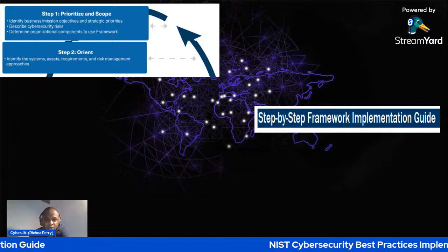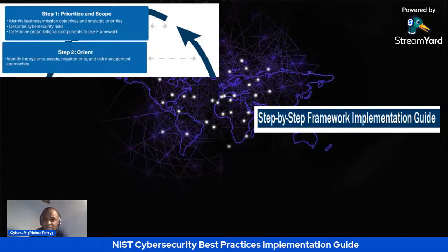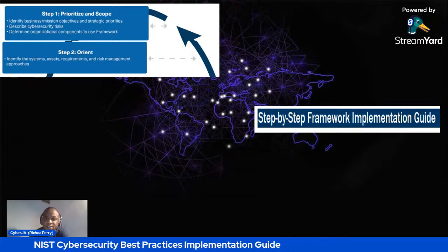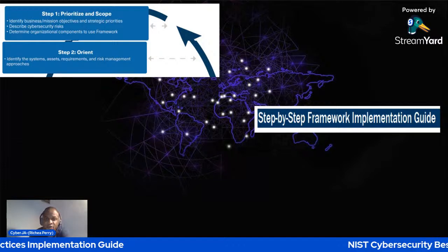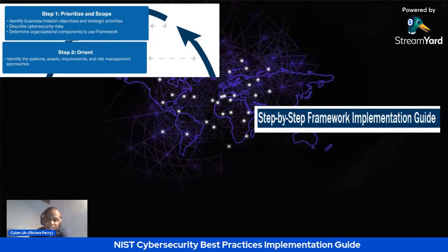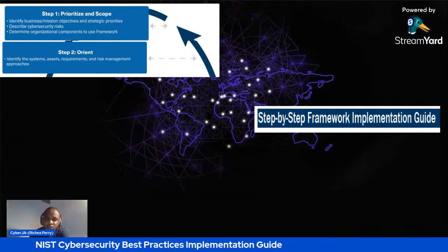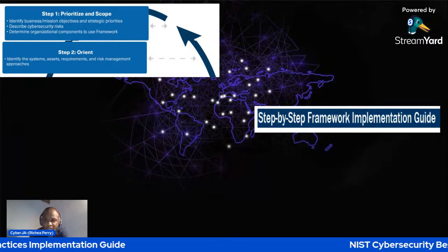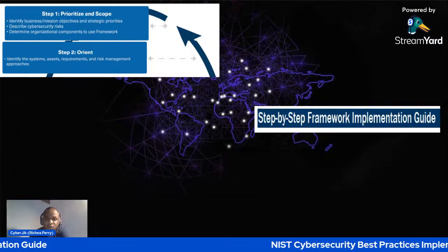So, in general, organizations should focus initially on critical systems and assets, and then expand into systems and assets that are less critical or central to their mission. And additionally, the organization should identify the approach to determine its current risk management and cybersecurity posture.